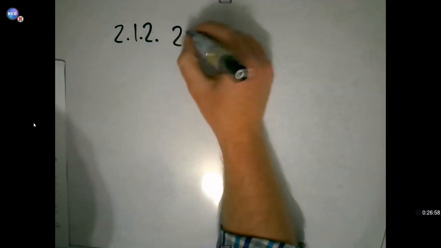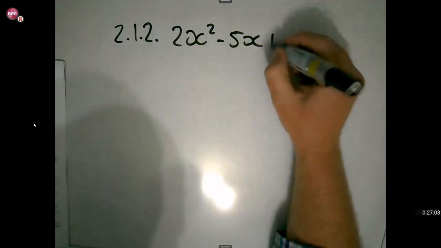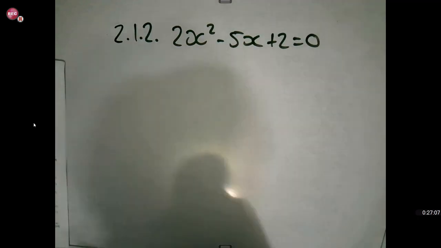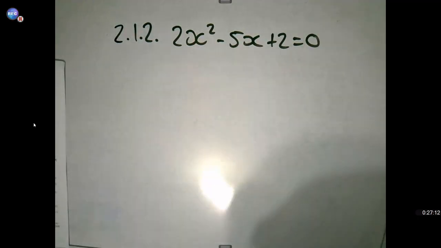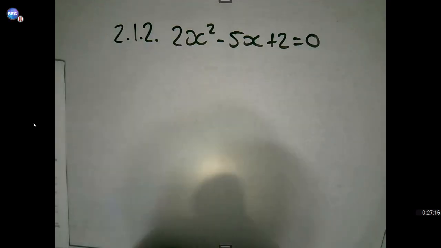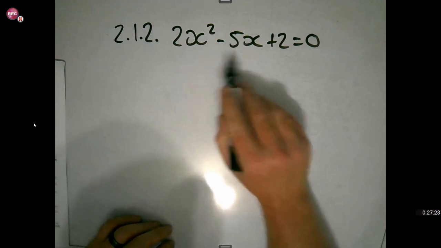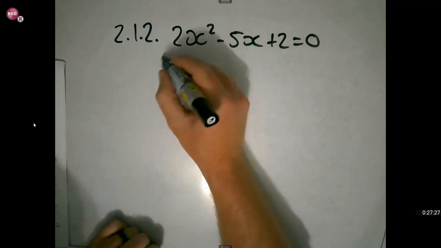2.1.2. They give you 2x squared minus 5x plus 2 equals 0. So we've done factorization. I've done a full video on special factorization types. If it's not there, I will see if I can put a link in the description so that you can just follow through with that. Trinomial, you cannot get rid of the 2 by taking out the highest common factor because 2 doesn't go into 5 evenly. So in this case, we do the following.